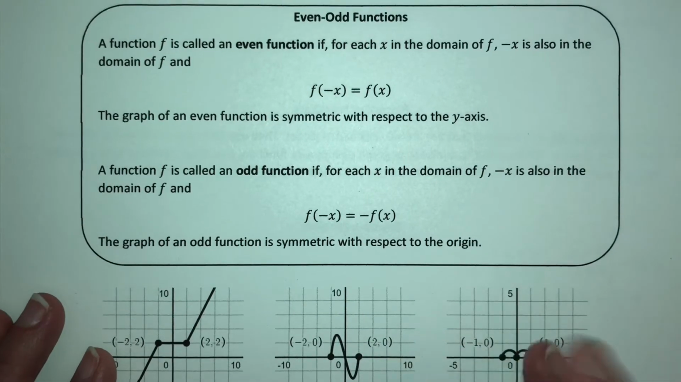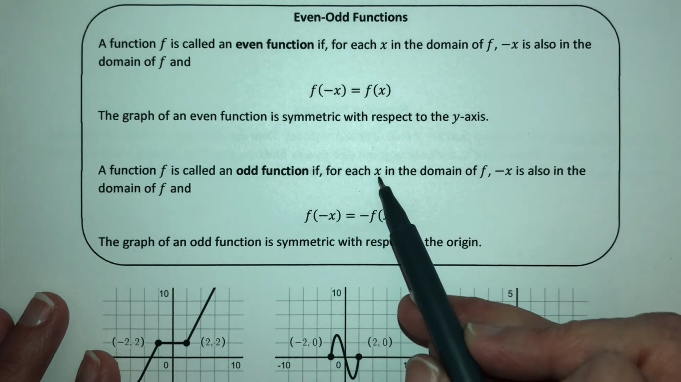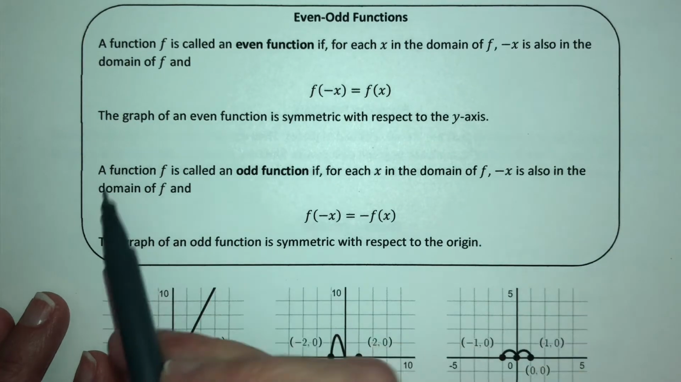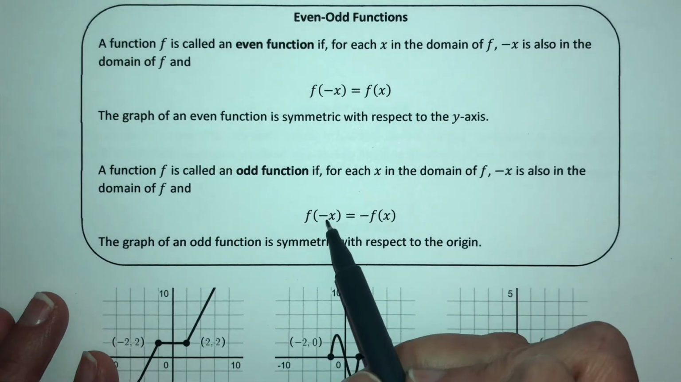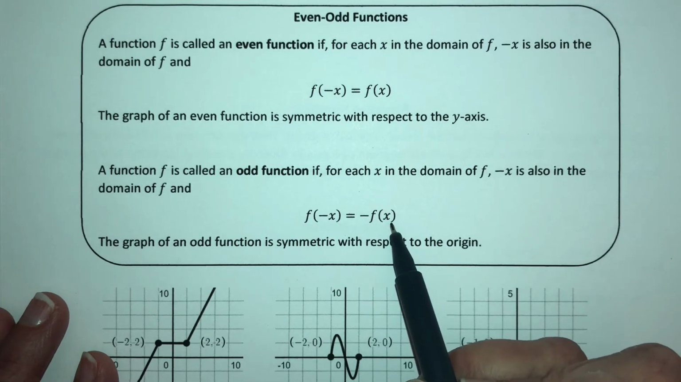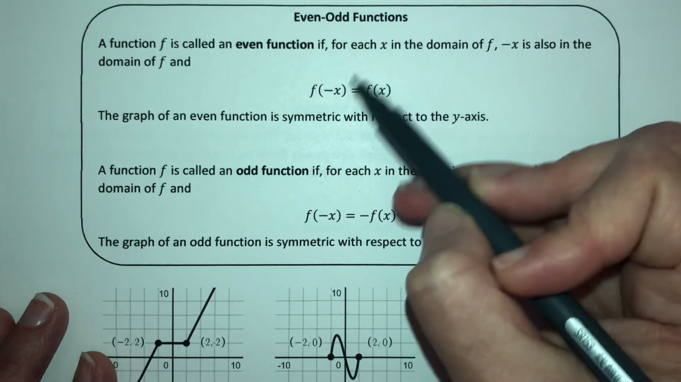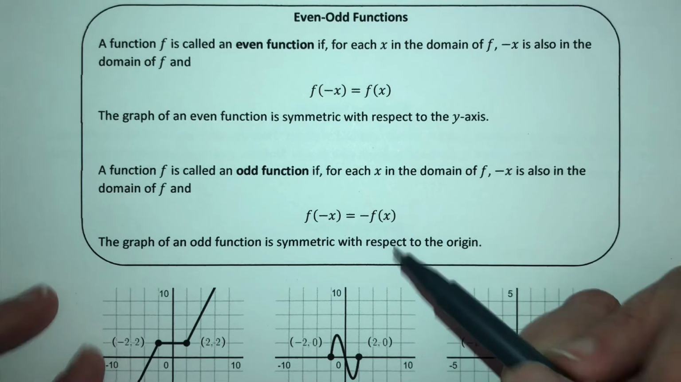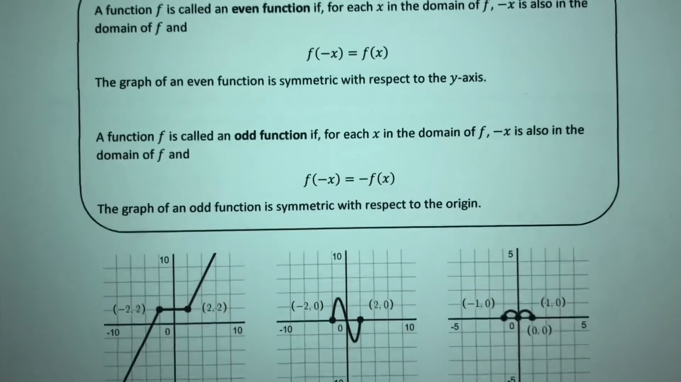A function f is called an odd function if, for every x in the domain of f, -x is also in the domain of f, so that part is the same. And if you plug in -x instead of x, it puts a negative in front of the whole thing. So up here, the negative goes away. With an odd function, the negative goes in the front. The graph of an odd function is symmetric with respect to the origin.